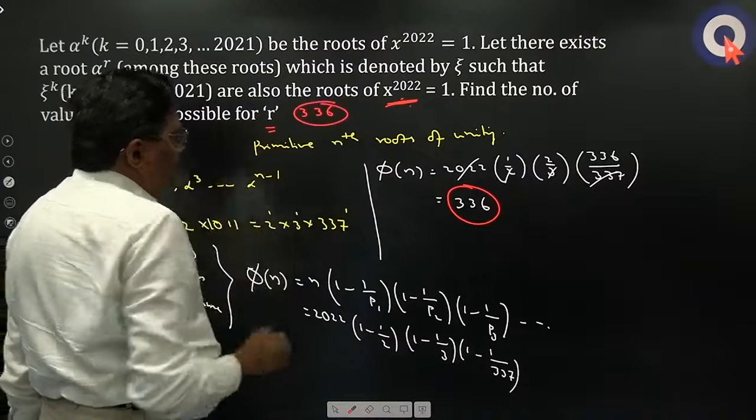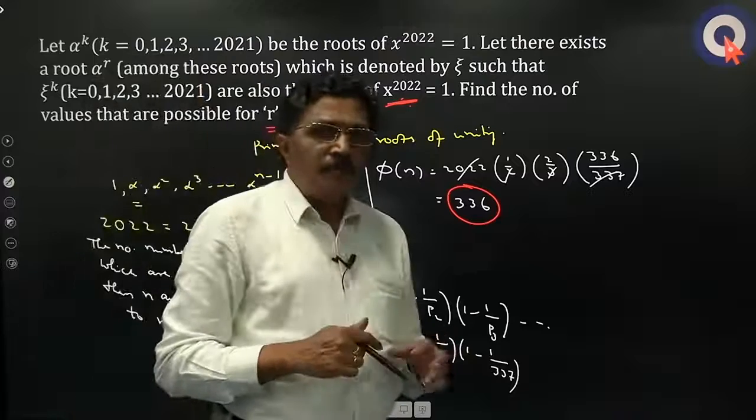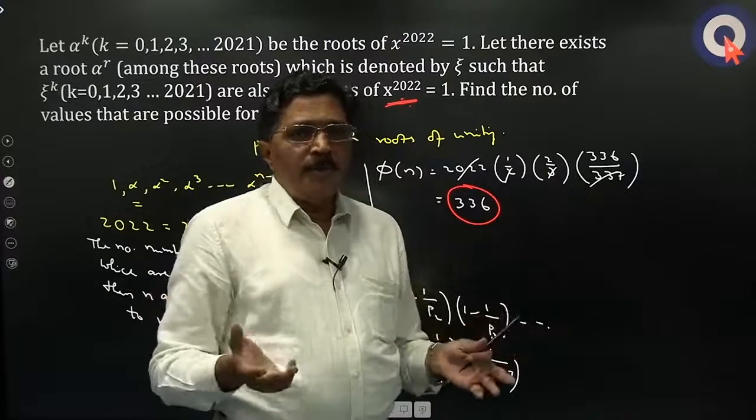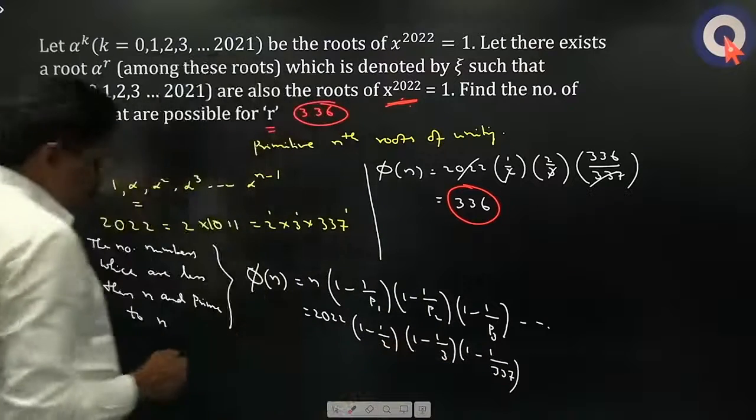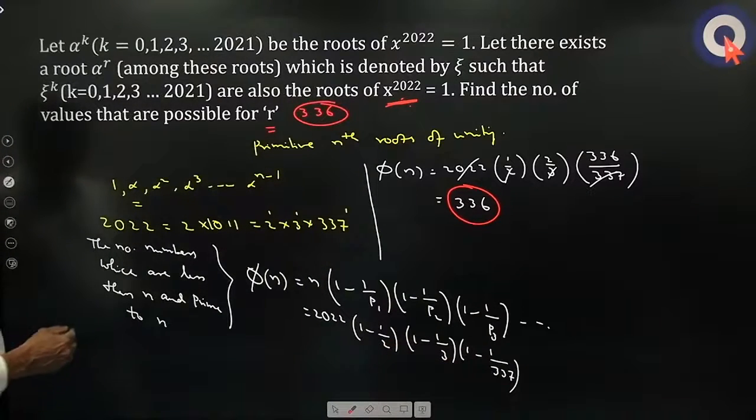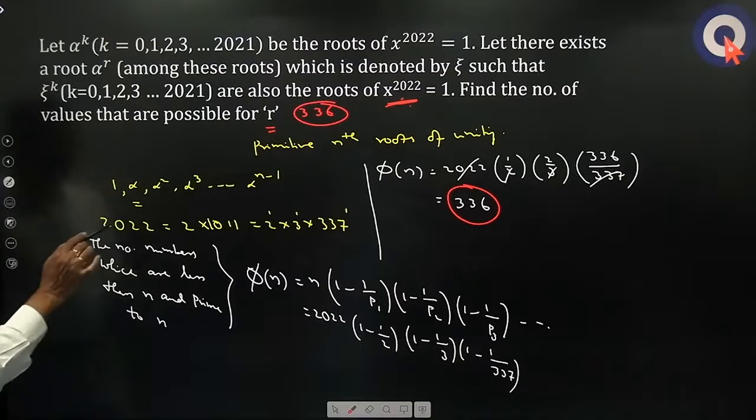So this is the thing. The concept of primitive nth roots of unity must be known to you already. It's good to revise it once. All right, we shall move on to the next problem.